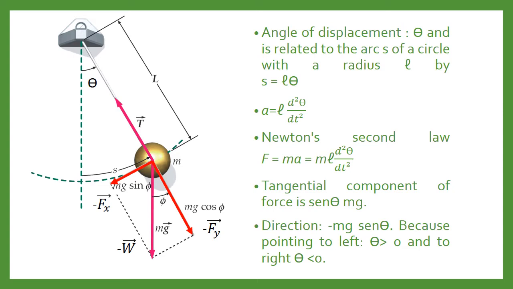We also see that the tangential component of the force due to the weight W is sine of theta multiplied by the mass and the gravity. As for the direction of this force, we have minus mass times gravity times sine of theta, because pointing to the left is theta higher than 0 and to the right is theta less than 0.